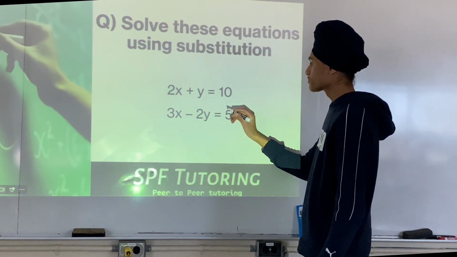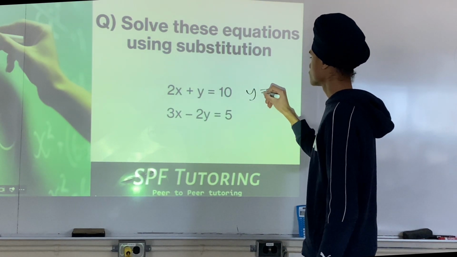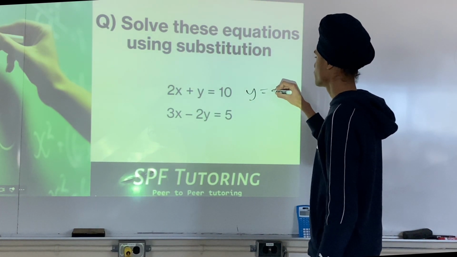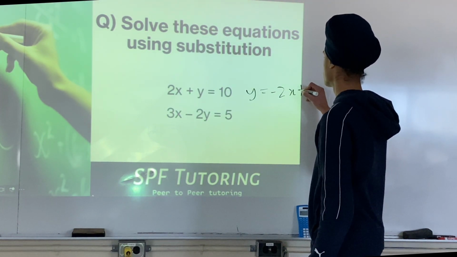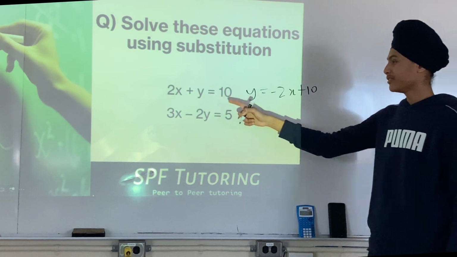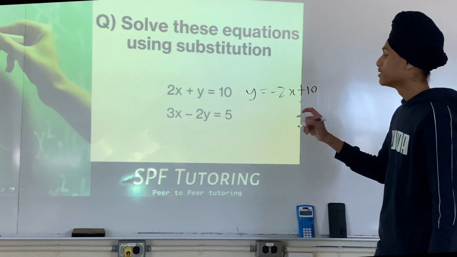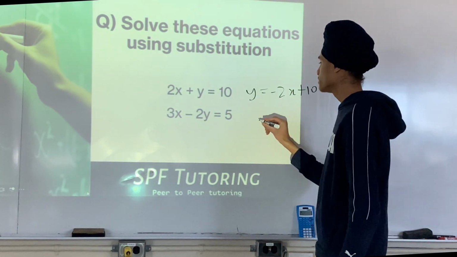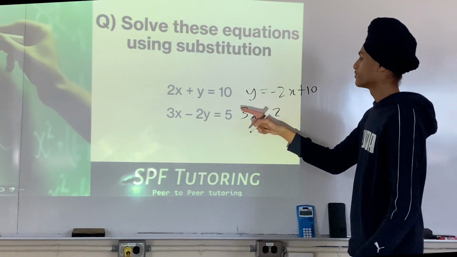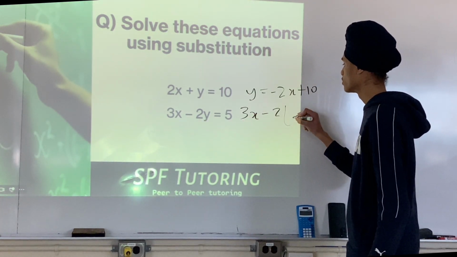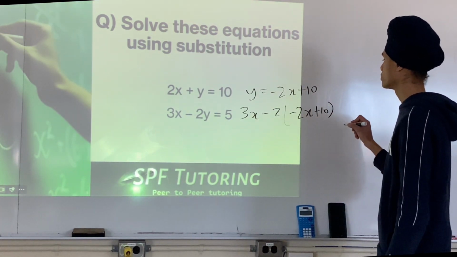So first you want to rearrange. So now we've got y equals, leave 10 here, and then bring the negative 2x from that side to the other one. So negative 2x plus 10. So that's the rearranging of this equation. Now it's 3x for the second equation. Since we found y, we're going to put that in this equation. So that'll be 3x minus 2, and for this y, we put all this here: minus 2x plus 10, equals 5.